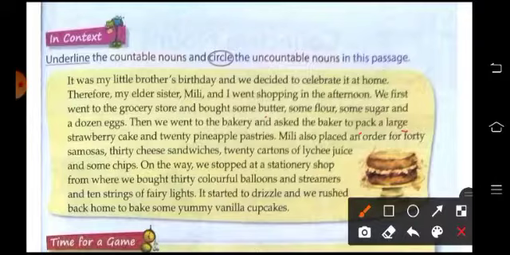Grocery store can be countable, so we can underline it. Butter cannot be countable. Flour cannot be countable. Then sugar and dozen eggs. So in this way, complete this.